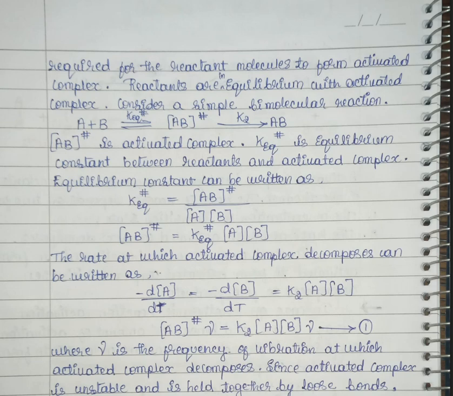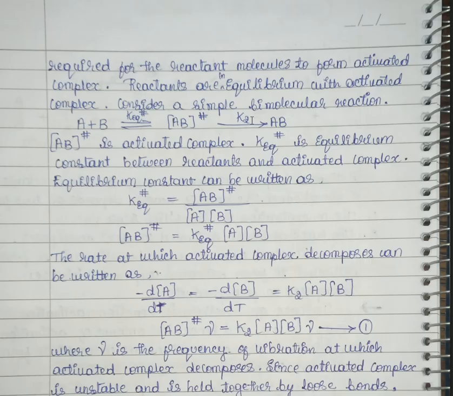This is the derivation where we are considering A plus B. We are getting K equilibrium. This is the equilibrium reversible reaction. This is the activated complex, molar concentration AB‡ is the activated complex. After some time, it will form products AB with a rate constant K2.